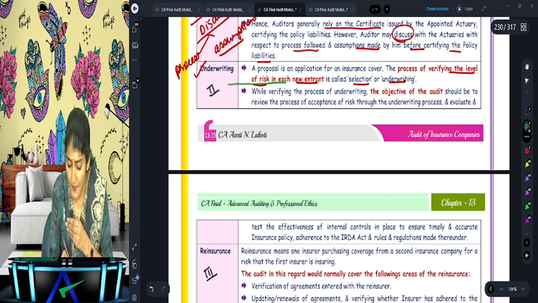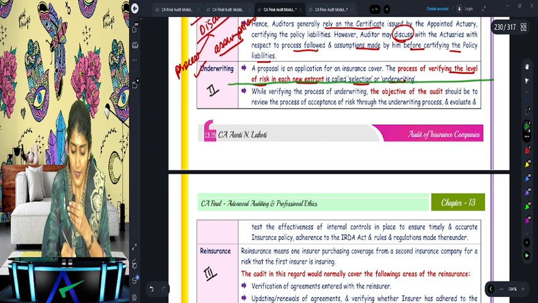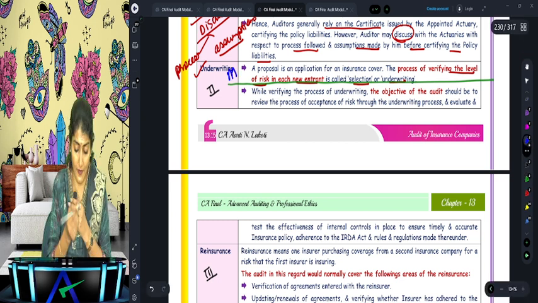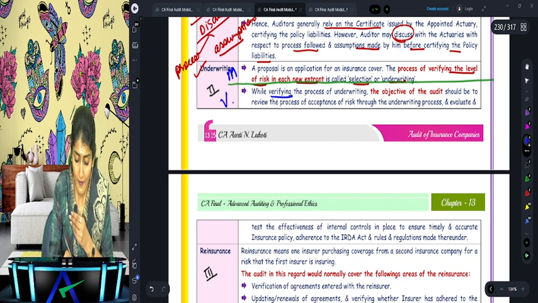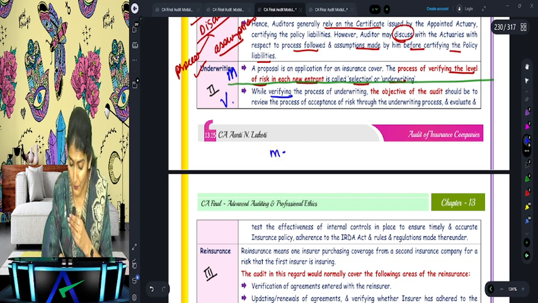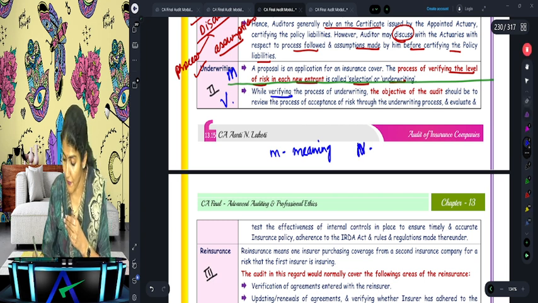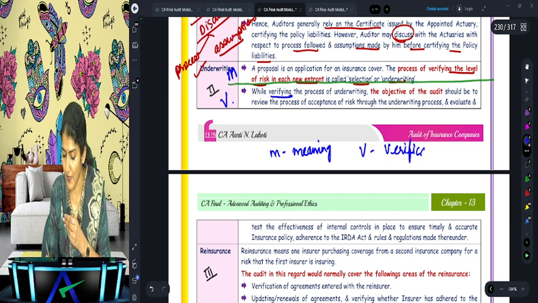Now all these points over here, what they do is, in the first part they explain what is the meaning of underwriting. And then after that they say verification. M means the meaning, what is the meaning of underwriting. And V means the verification. Verification means the audit procedures. So it is talking about the audit procedures.